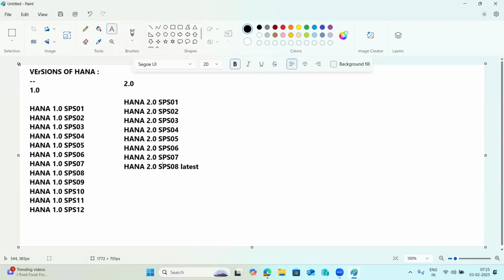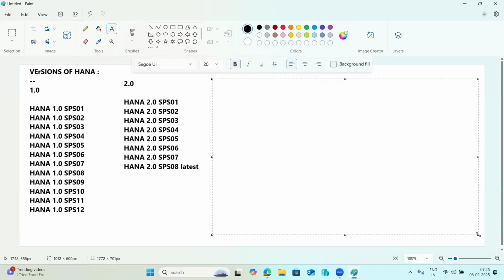So it's a hybrid in-memory database. Why do I call it a hybrid in-memory database? Hybrid means what? We can install the HANA database on-premises, meaning our own premises, and on cloud also we can store the data. On premises and on cloud also we can store the data here.